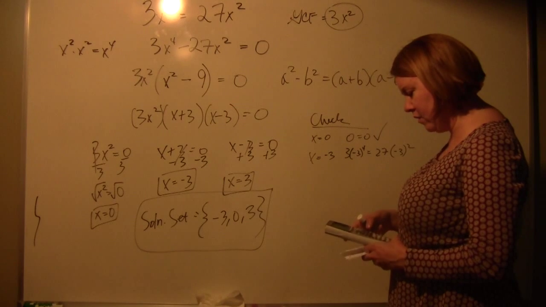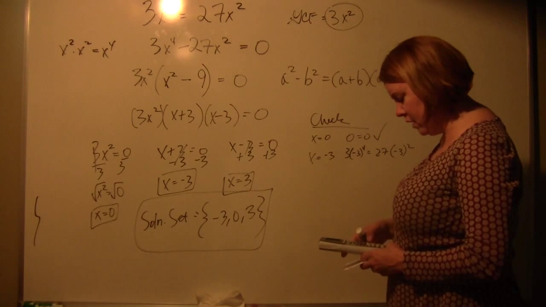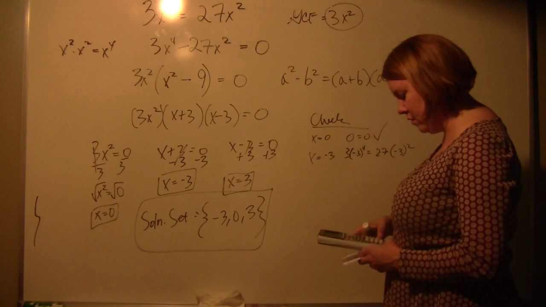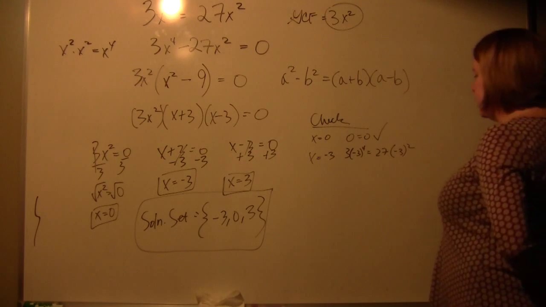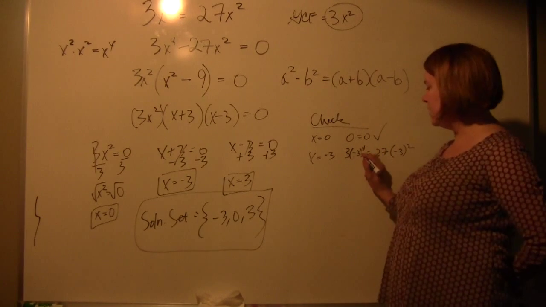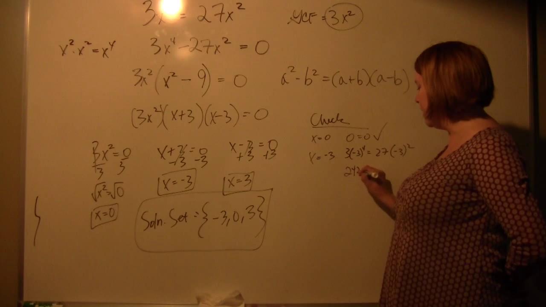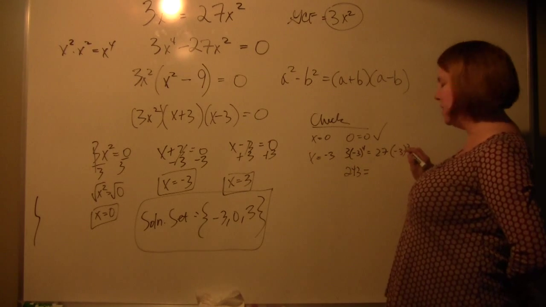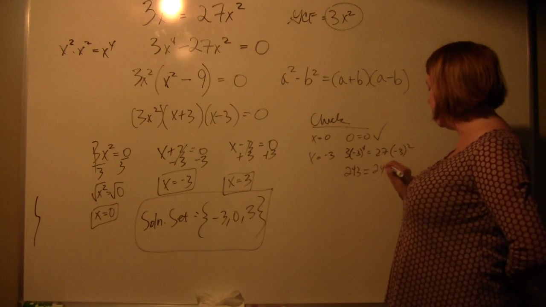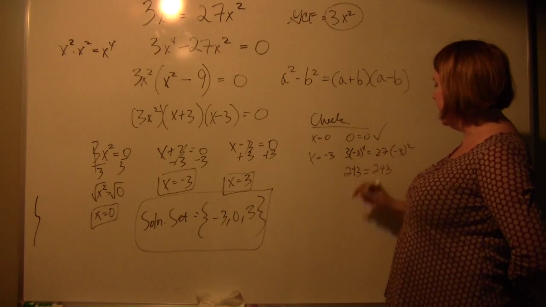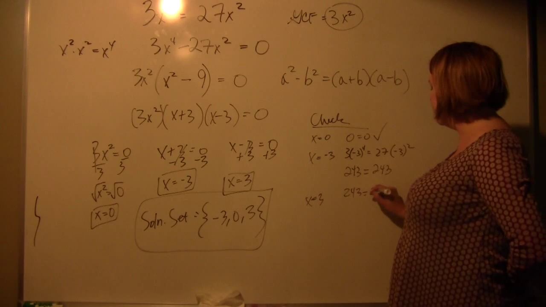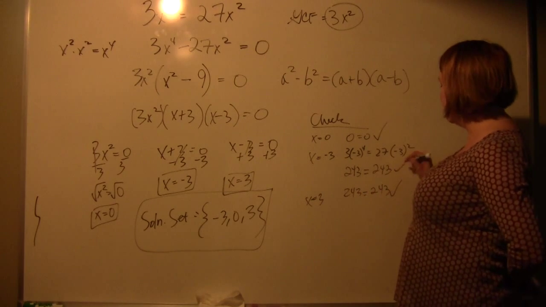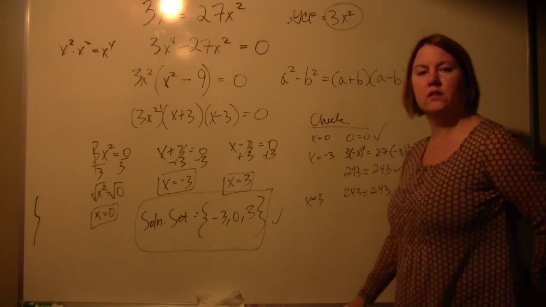If I can get my calculator to turn on here. 9 times 27 is 243. So since this is to the 4th, this is going to be positive 243 over here, equals, and since this is squared, a positive 243 over here. Okay, so for x equals 3, you're going to get the same thing. You're going to get a true statement. So this is, in fact, the solution set.